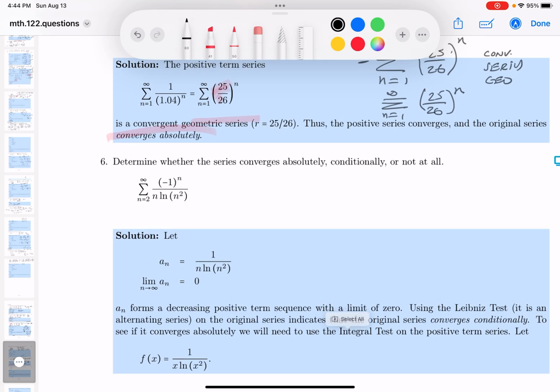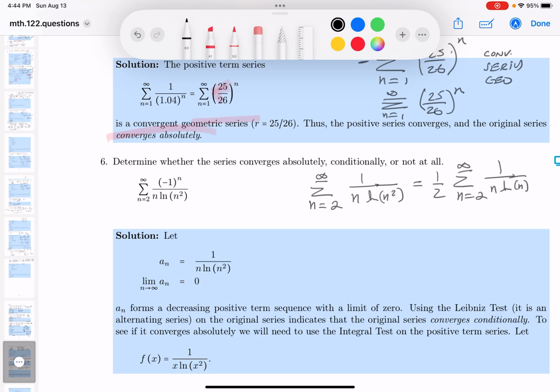And what would you get over here? Let me write that down for you. And that's 1 over n. And then I see the ln of n squared. All right, that's a positive term series. What I'm going to do now is simplify the log a little bit by bringing that 2 down. So it's 1/2 sum n equals 2 to infinity 1 over n ln n.